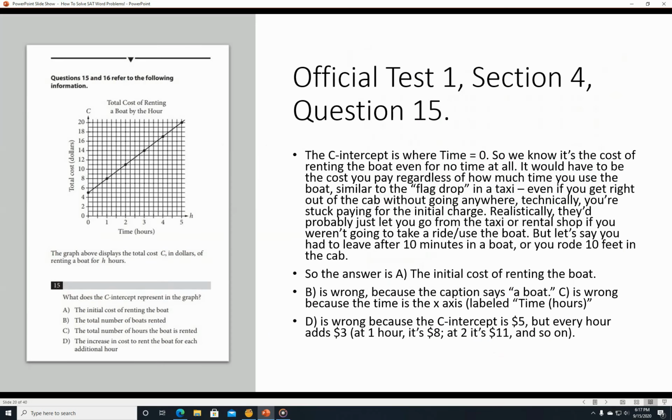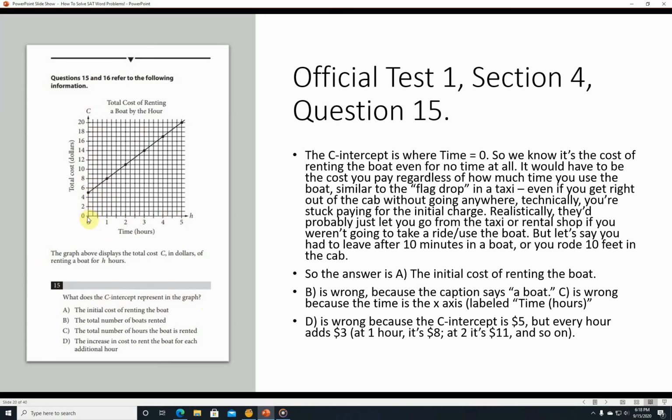All right, official test number 1, section 4, question 15. Questions 15 and 16 refer to the following information. What's the total cost of renting a boat by the hour? We have a chart here where C is the total cost in dollars. That's the y-axis. The x-axis is the number of hours that it's rented. So what does the c-intercept represent in the graph? This is the y-intercept.